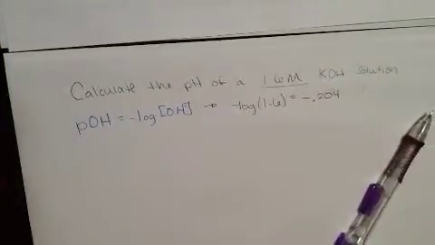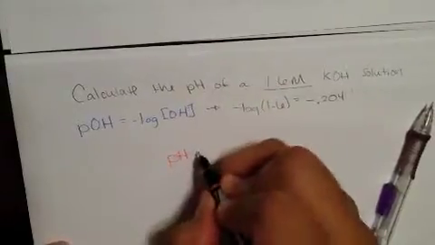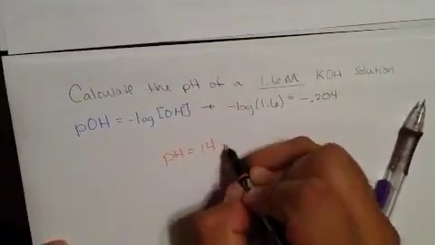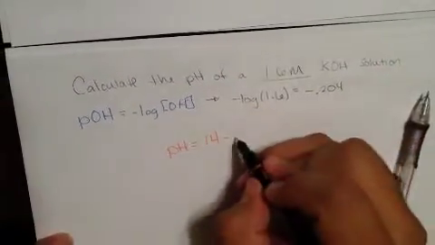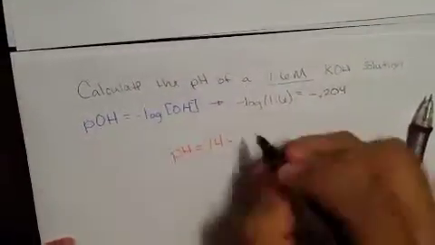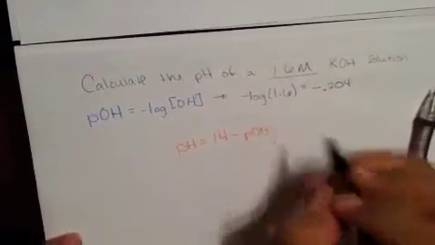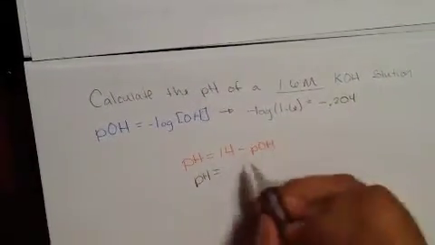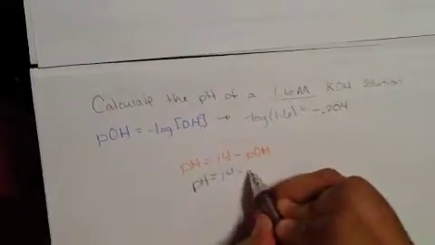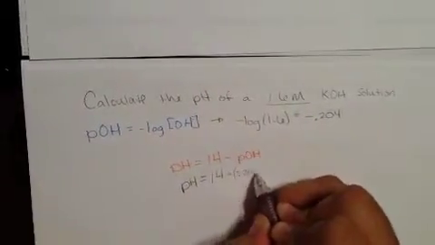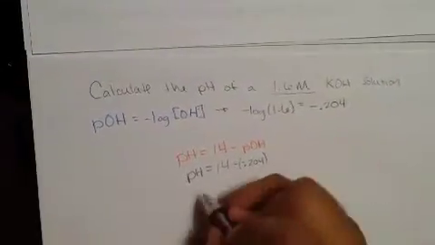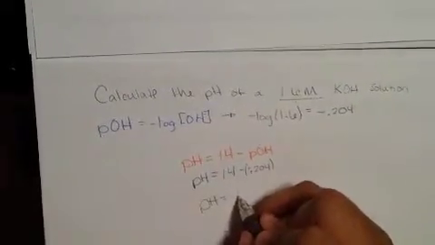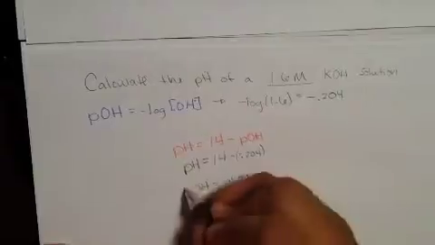You plug it into your pH formula, which is pH is equal to 14 minus your pOH that you just solved for. Plugging in, we get that it has a pH of 14.21. That's right.